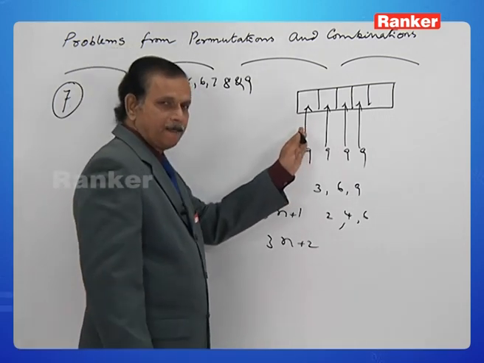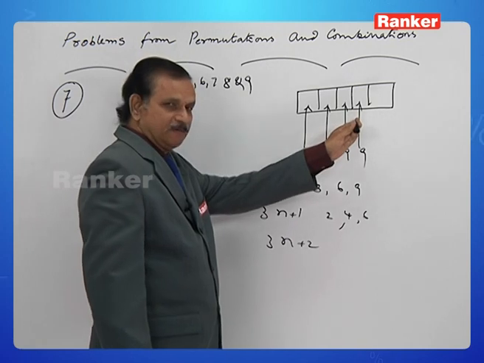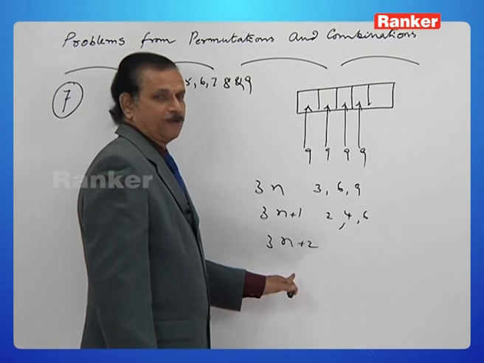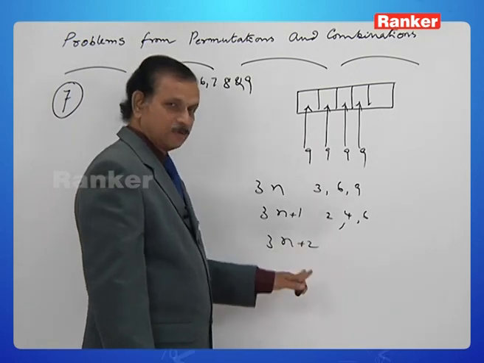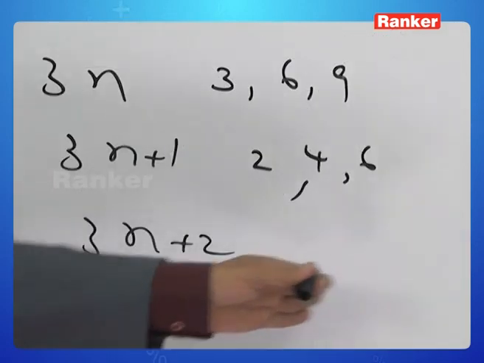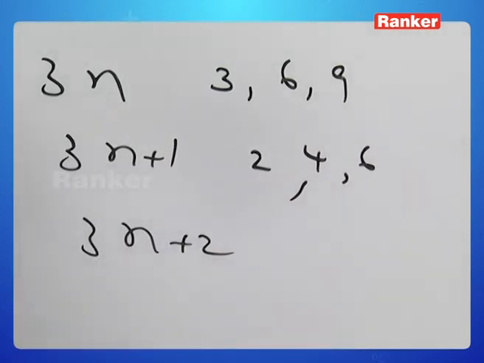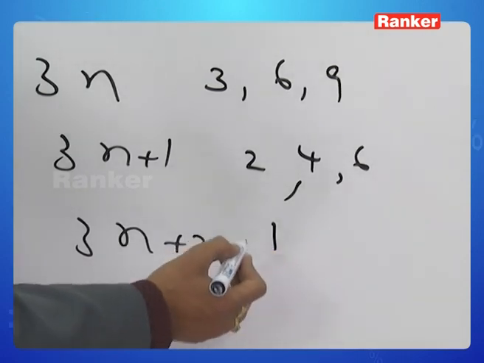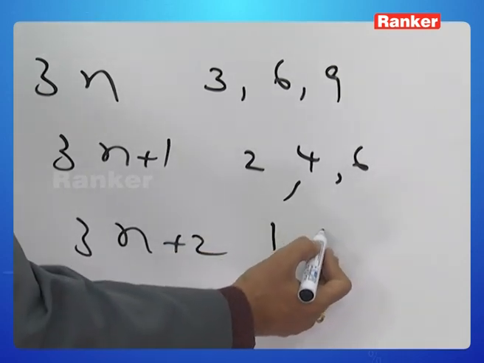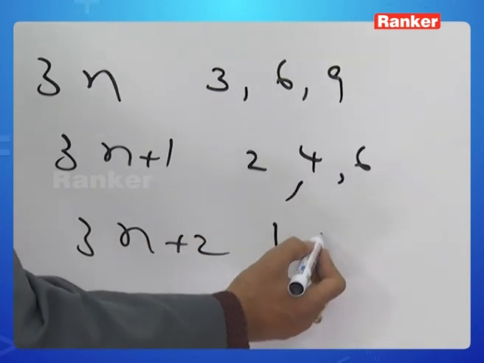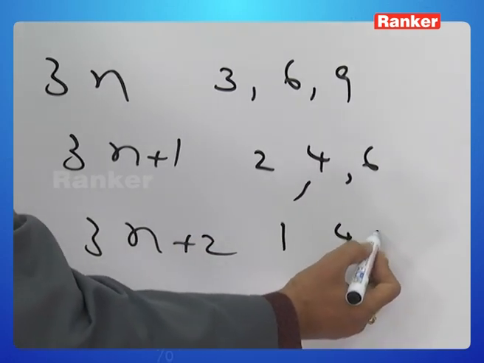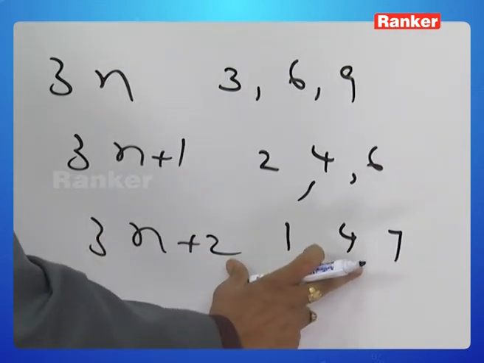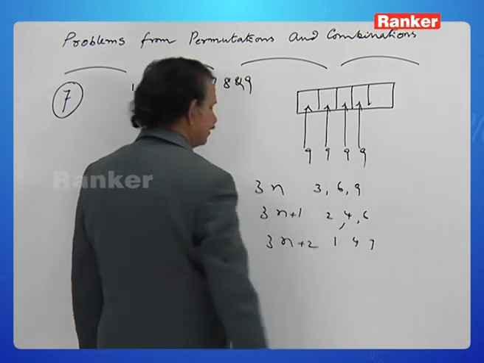The sum of the digits which have been placed in the 4 places is in the form 3n plus 2. In order to maintain that the total is divisible by 3, the 5th place must be filled either by 1 or 4 or 7, because 1 plus 2 is 3, divisible by 3. 2 plus 4 is 6, divisible by 3. 2 plus 7 is 9, divisible by 3.